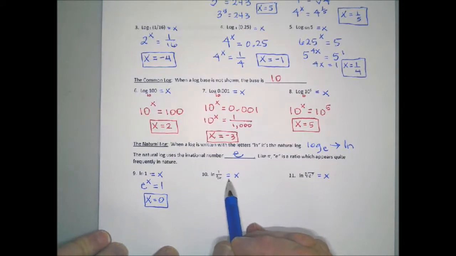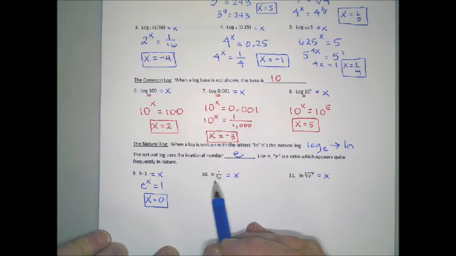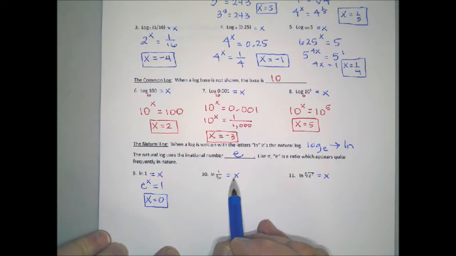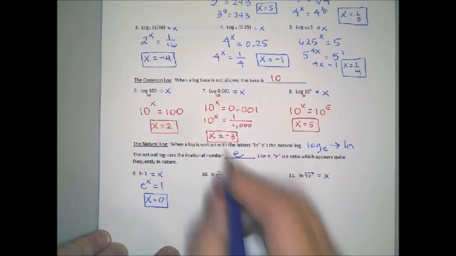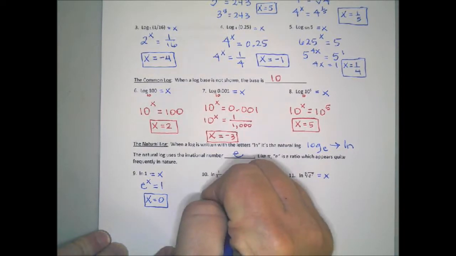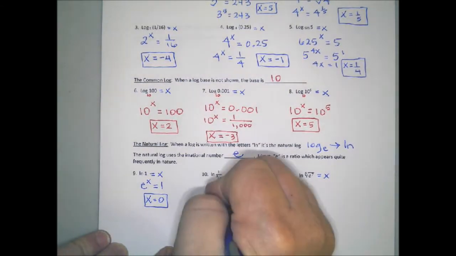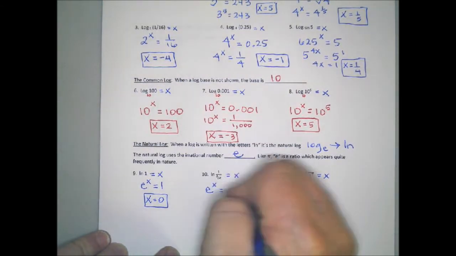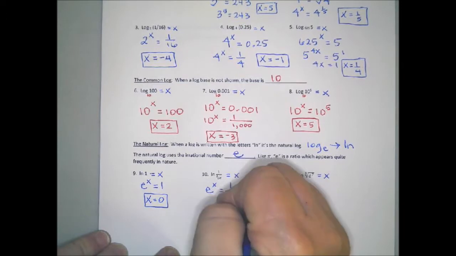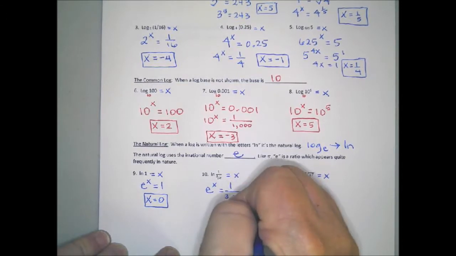Now moving on to the next one, the natural log of 1 over the cube root of e equals x. Okay, it kind of looks ugly, but the very first thing we're going to do is take it out of log form and into exponential. And since it's natural log, it means the base is e. So e raised to the x power equals 1 over the cube root of e.